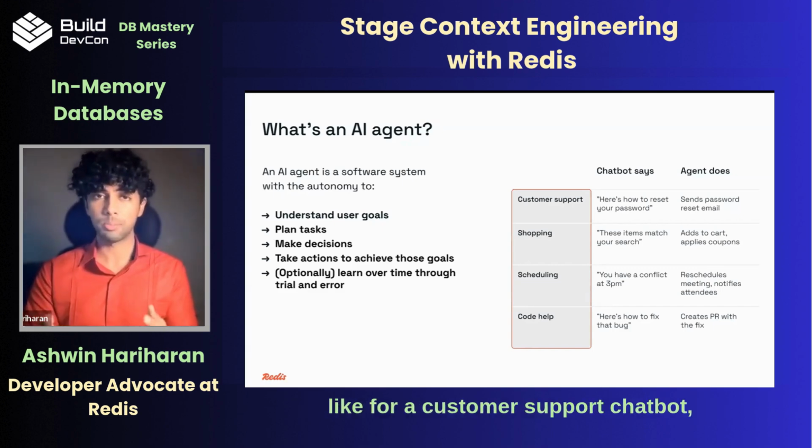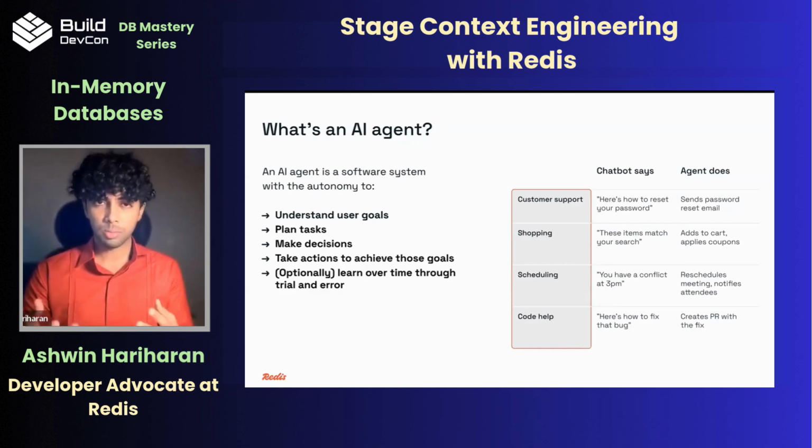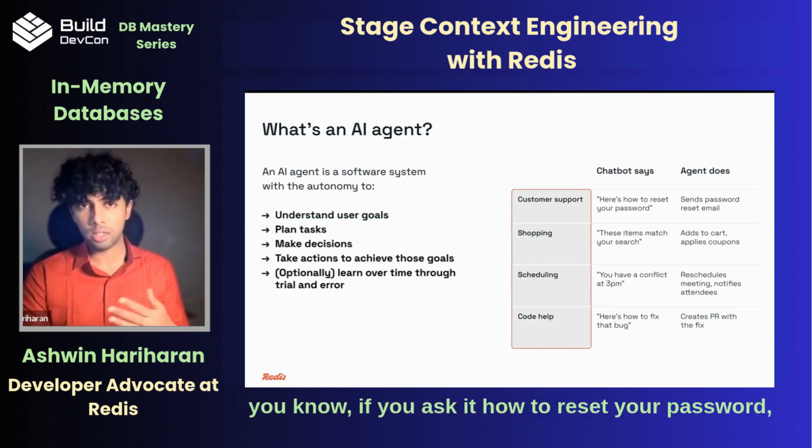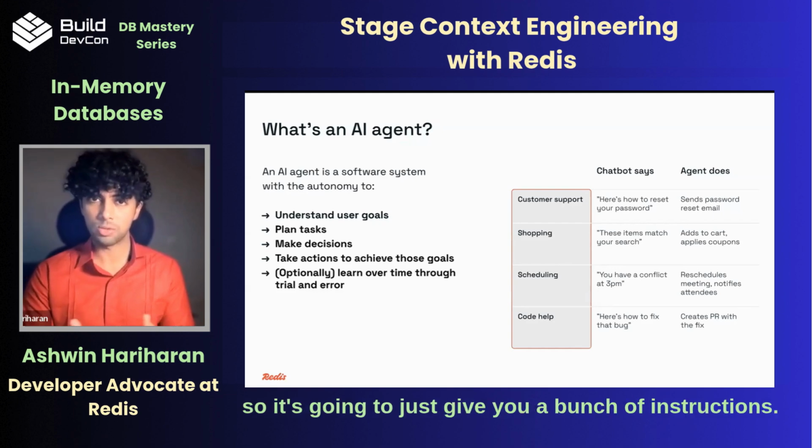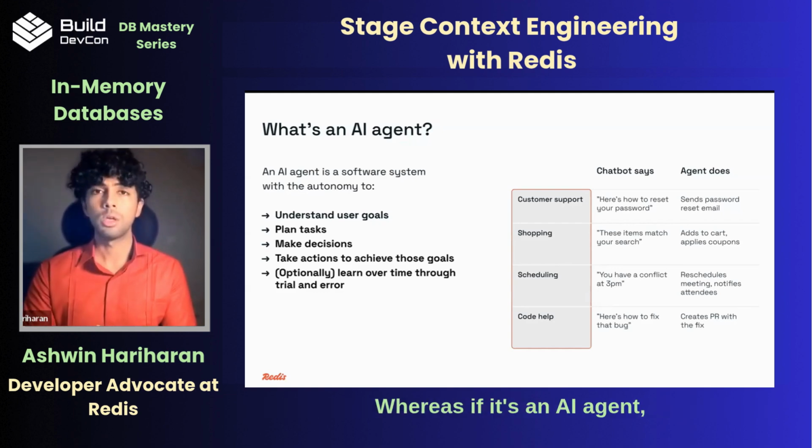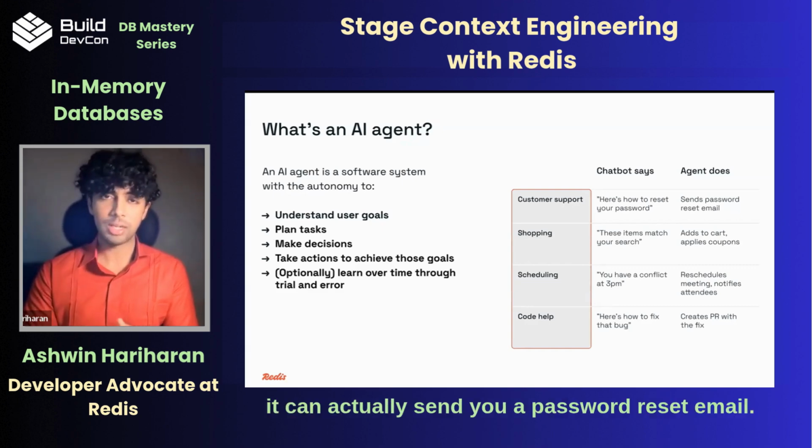Like for a customer support chatbot, if you ask it how to reset your password, it's just going to give you a bunch of instructions. Whereas if it's an AI agent, it can actually send you a password reset email.